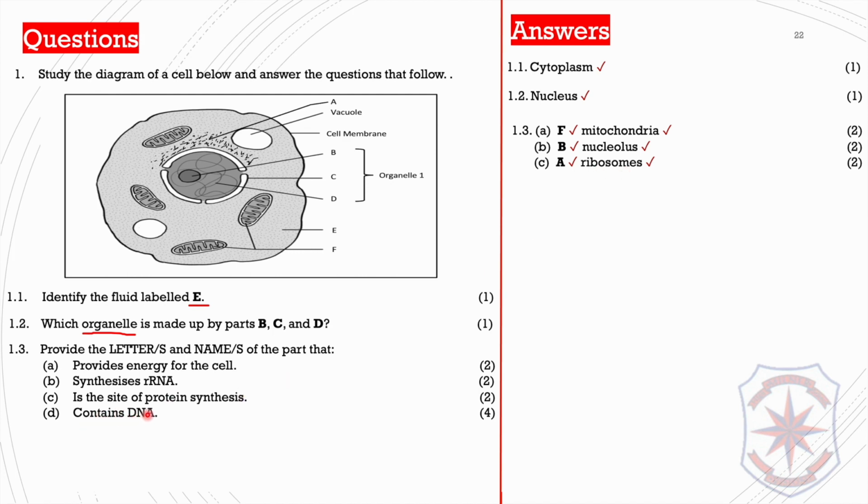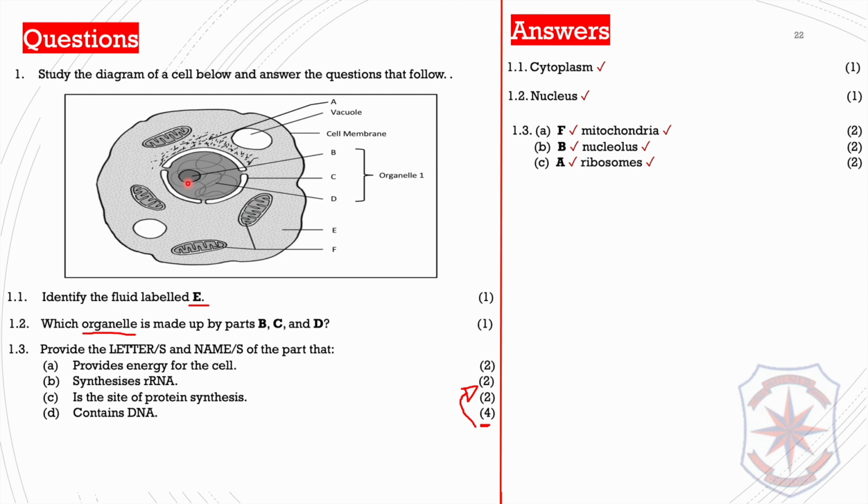Contains DNA for 4 marks. Contains DNA. Now, this 4 marks should raise eyebrows. It should be an indicator that it is not just 1 letter and 1 name. Therefore, it's not only 1 place where DNA is contained. Because the mark allocation is significantly higher than the previous ones, it means there's more than 1 place where DNA is contained. Okay?